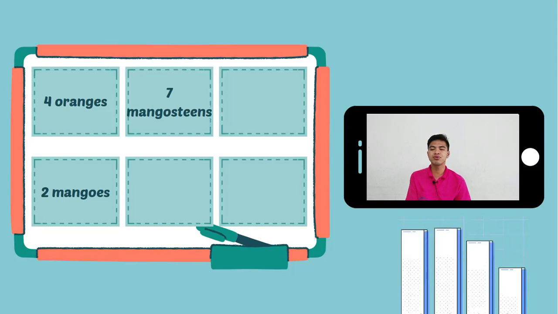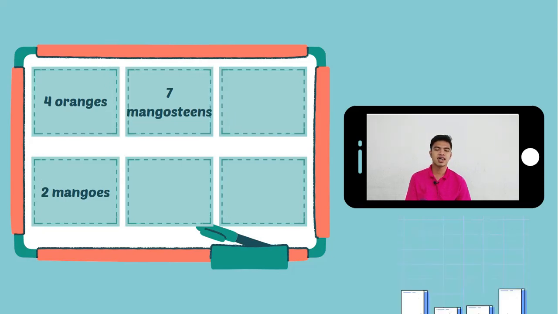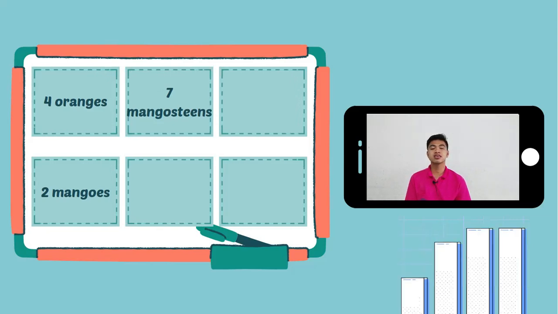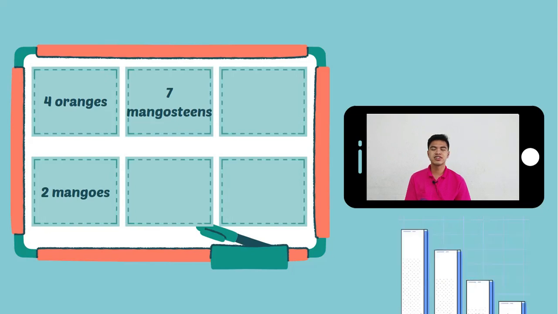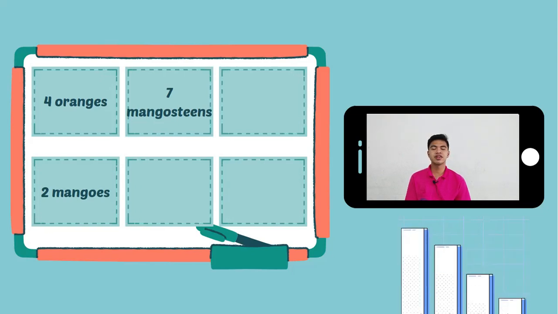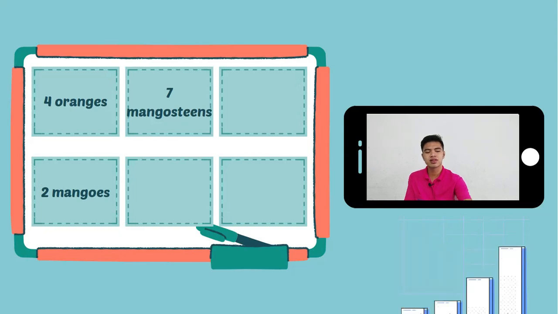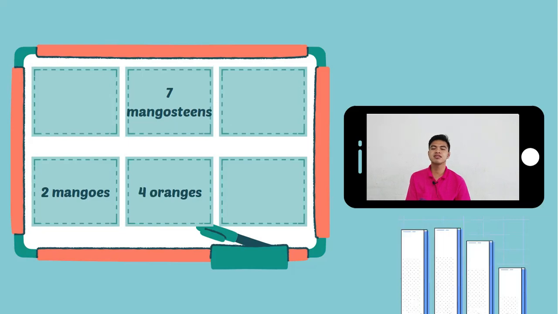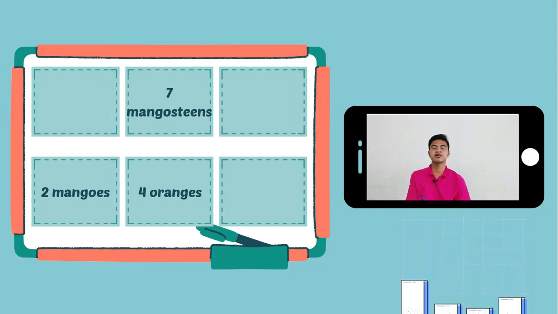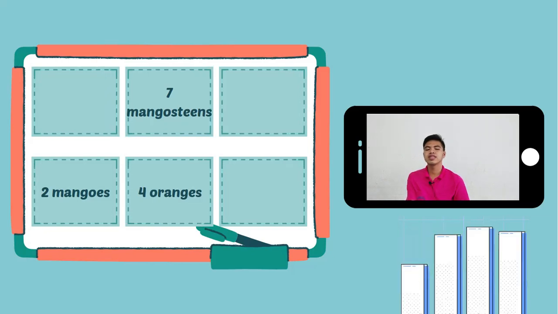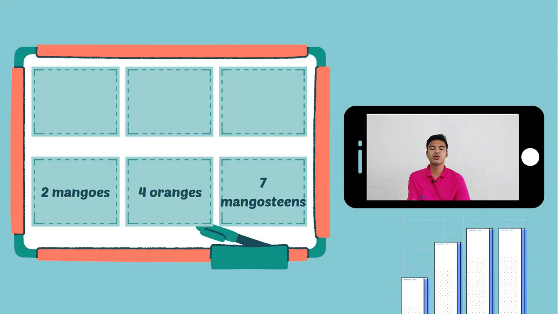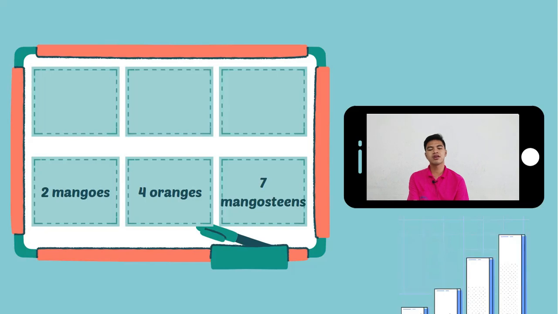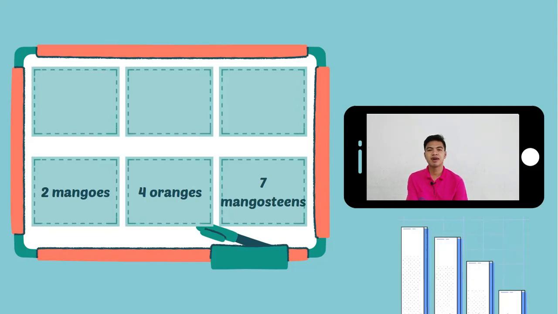And then we only have 2 numbers. We have 4 oranges and 7 mangosteens. So we're going to compare them, which is the smaller one. Good job. 4 oranges are fewer than 7 mangosteens. So we're going to write 4 oranges. And then 7 mangosteens, since it's the only number that is remaining, we're going to write it down in our book. So here we have the order: 2 mangoes, then 4 oranges, and lastly 7 mangosteens.